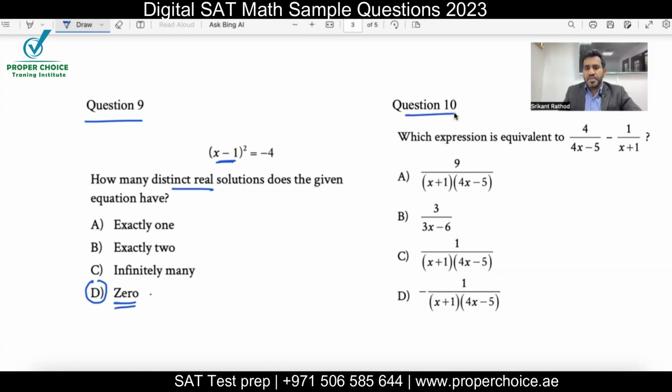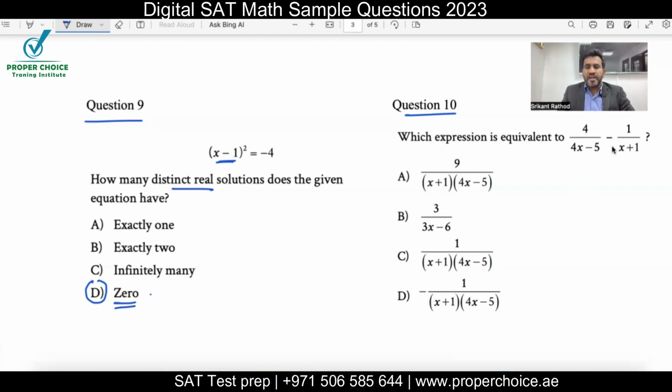Let's go to question number 10. Which expression is equivalent to 4 over 4x minus 5 minus 1 over x plus 1? They're asking us for an equivalent expression. Whenever it comes to addition or subtraction of fractions, the first concern is we have to make a common denominator. If it is a number, it's easy for us. We just multiply one number with another to make it the same. But when it comes to an expression, we have to follow this.